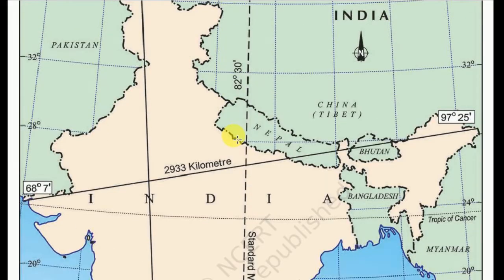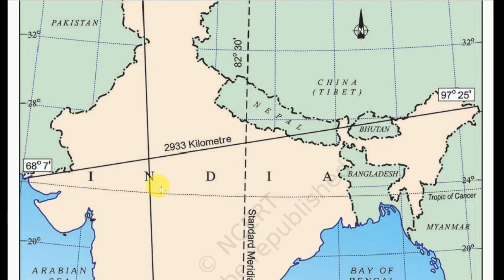And this is the map of India. The east to west distance is 2,933 km, and this lies between 68 degrees east to 97 degrees 25 minutes east. So the difference is about 29 or 30 degrees here.